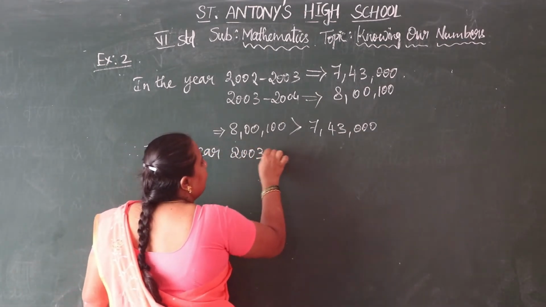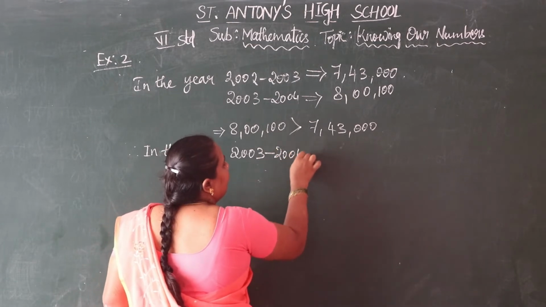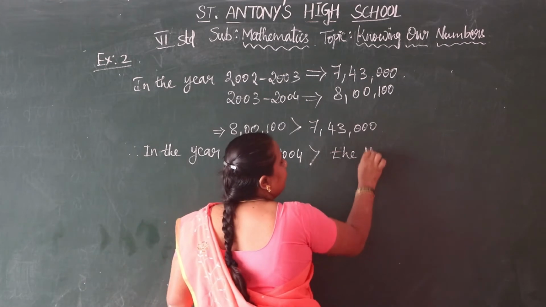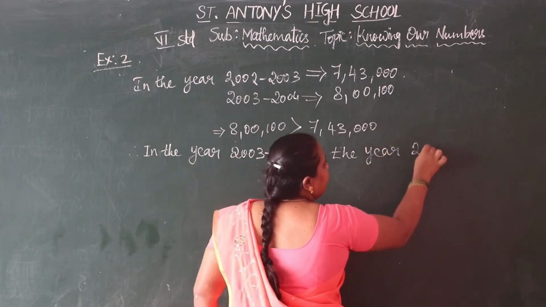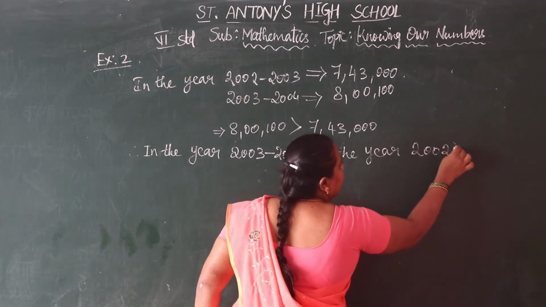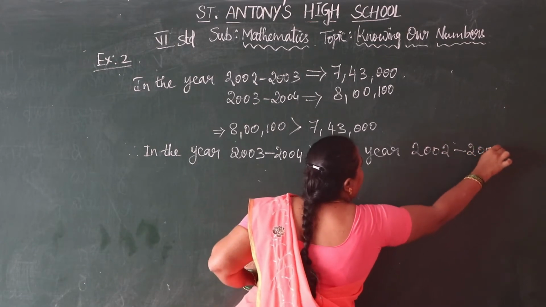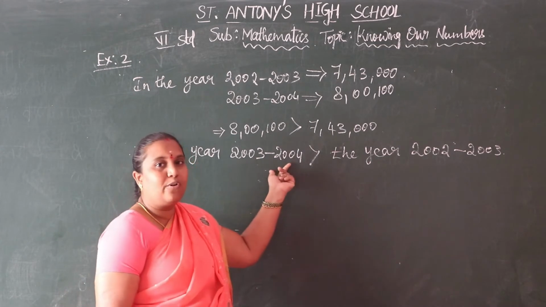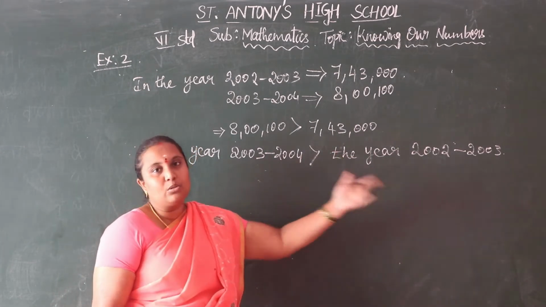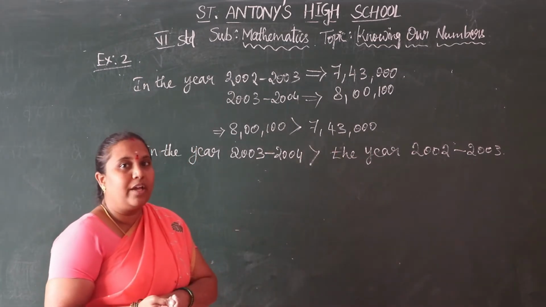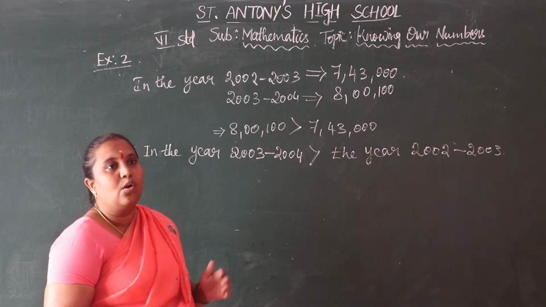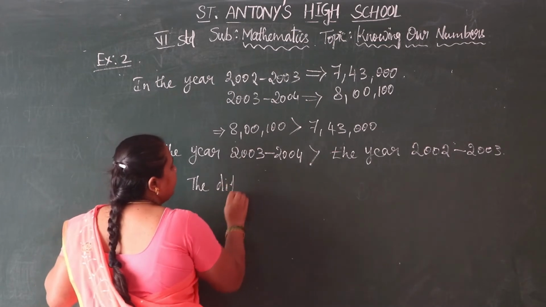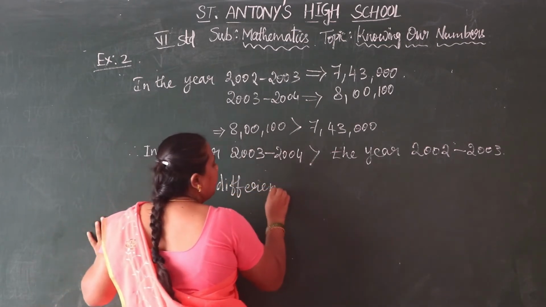So therefore the year 2003 and 2004 is greater than the year 2002 and 2003. Now you understood, children? Which year is more? 2003 and 2004 is more than 2002 and 2003. How much more? So what is the difference between these two? How to find out the difference?